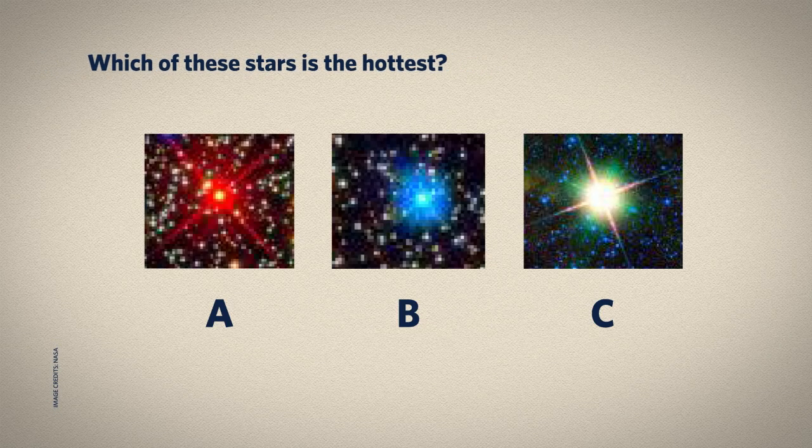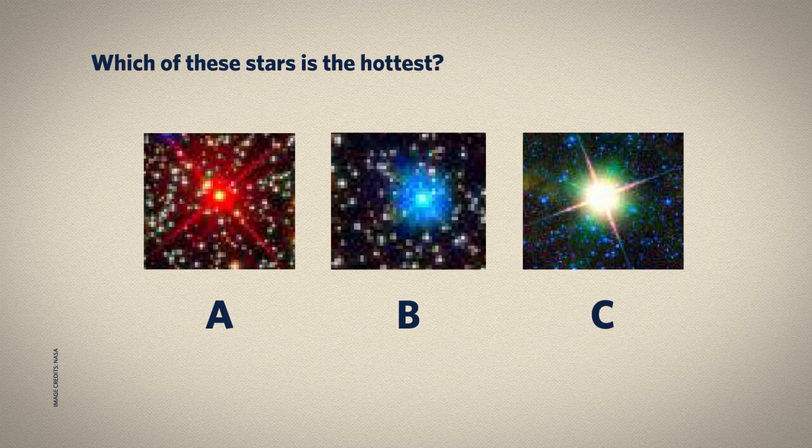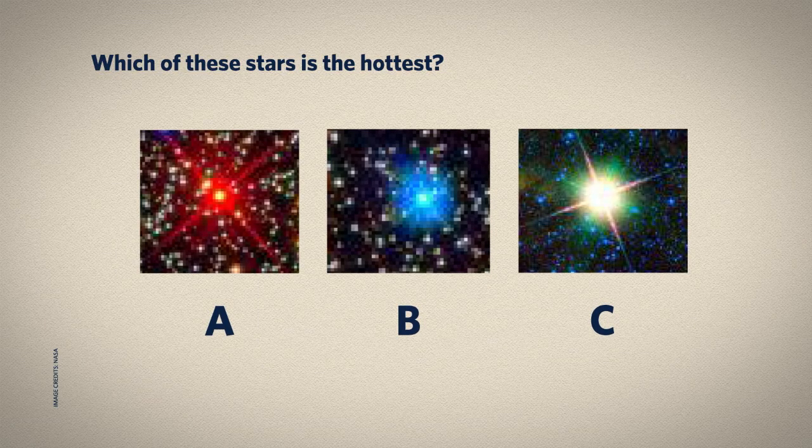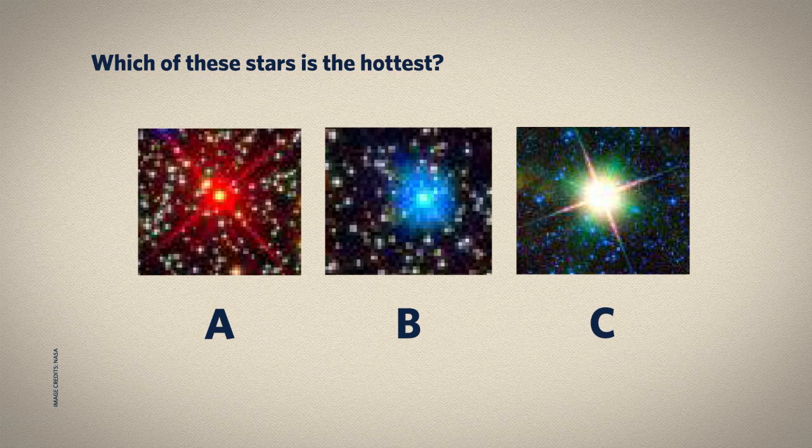So let's apply that idea to some stars. Which of these stars is the hottest? Star A looks like it's mostly emitting red light. Star B looks like it's mostly emitting blue light. And star C looks like it's mostly emitting yellow light. Thinking about the electromagnetic spectrum, red is at the long wavelength end of the visible range, yellow is in the middle, and blue is at the short wavelength end. So, just like the stoves, the star that emits the shortest wavelengths is the hottest. And in this example, that's star B.